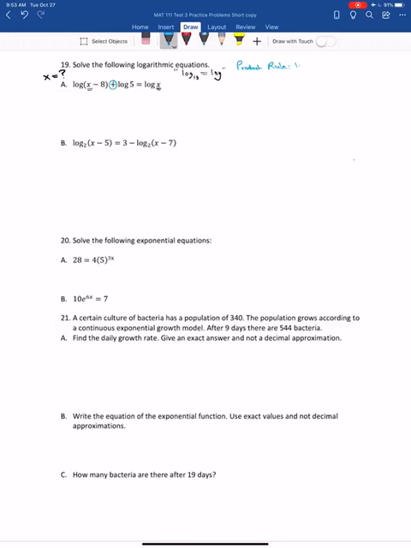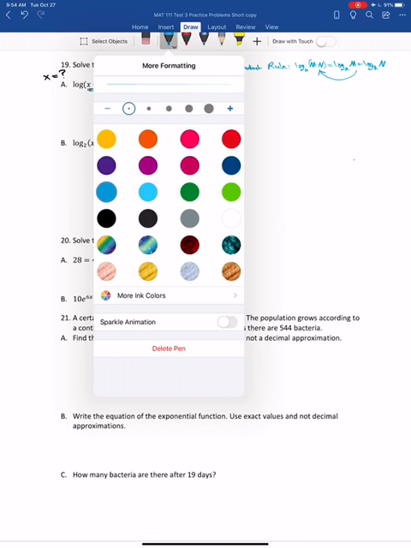The product rule states log base A of m times n is equal to log base A of m plus log base A of n. So again, a sum of logs can be combined together by taking the log of the product of what you're taking the log of. So here's my m and n in this example: x minus 8 and 5. I want to add these together by taking the log of the product. So let's apply the product rule in my next step.